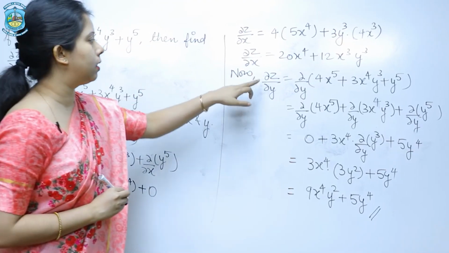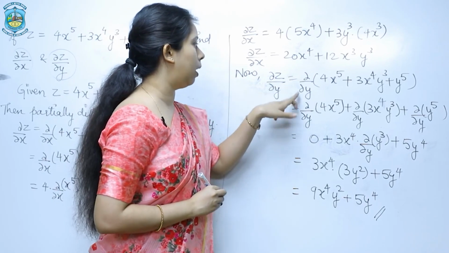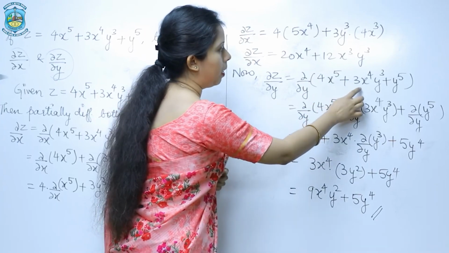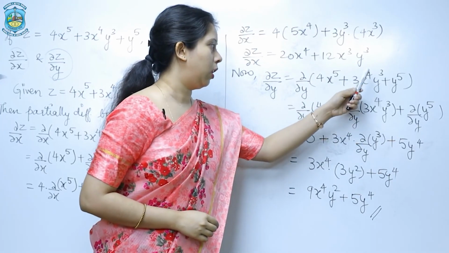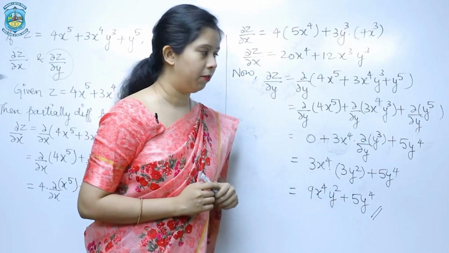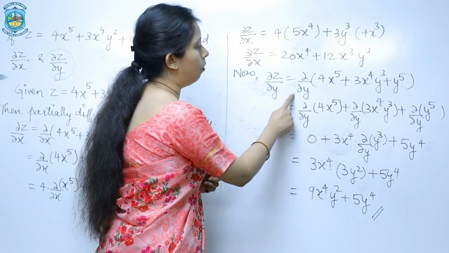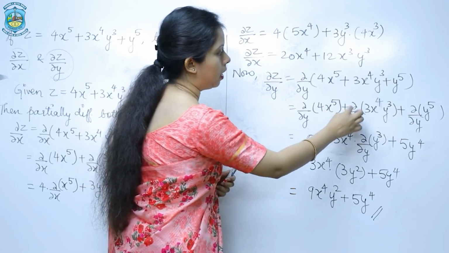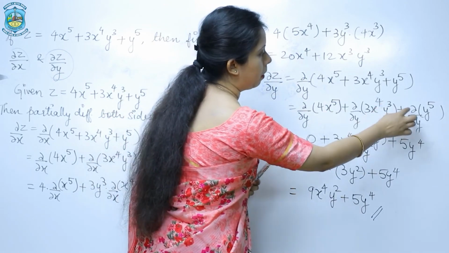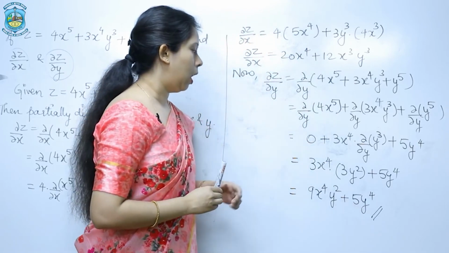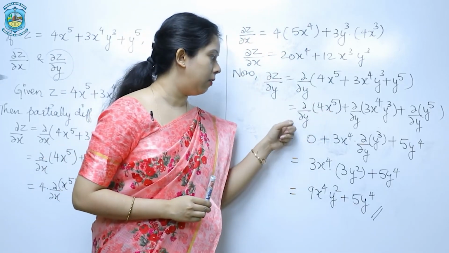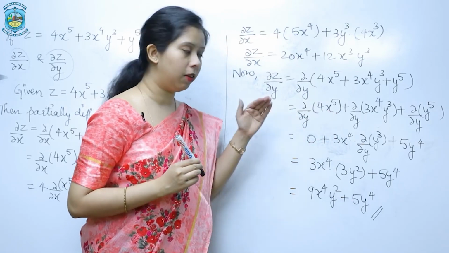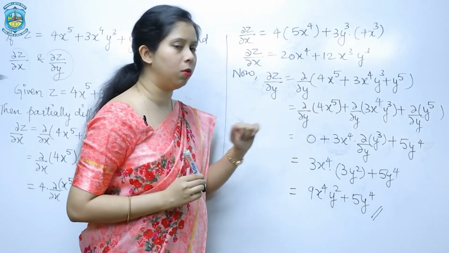So, we will get ∂z/∂y is equal to ∂/∂y of the whole function, that is 4x^5 plus 3x^4 y^3 plus y^5. So, using the same rule of derivative of the sum of functions, we will get ∂/∂y of the first term plus ∂/∂y of the second term plus ∂/∂y of the third term. Now, as we all know, partially differentiating x with respect to y will give you 0.